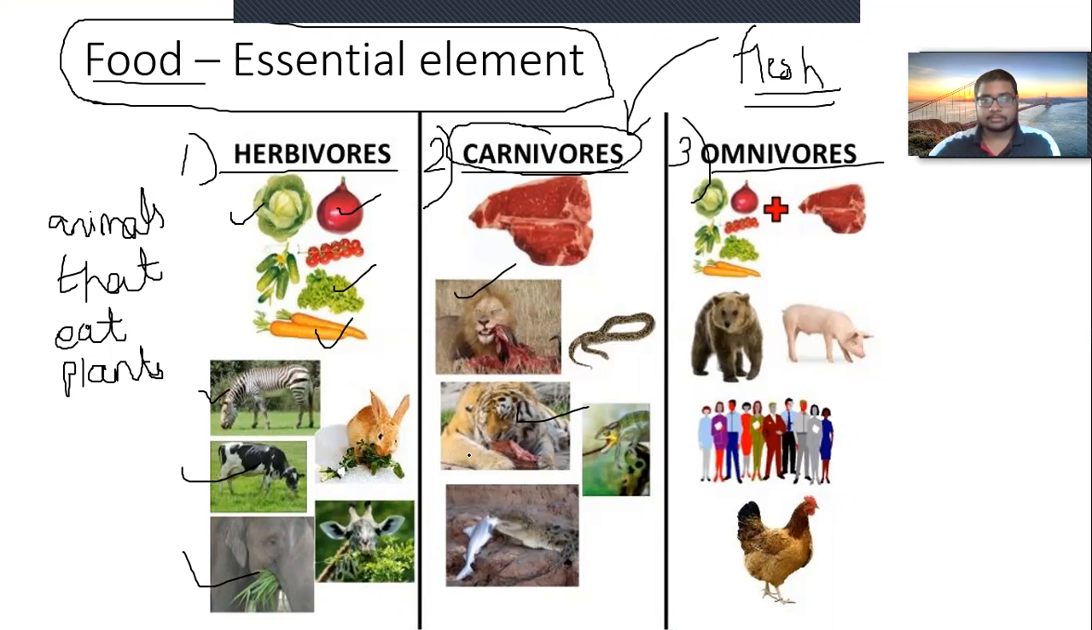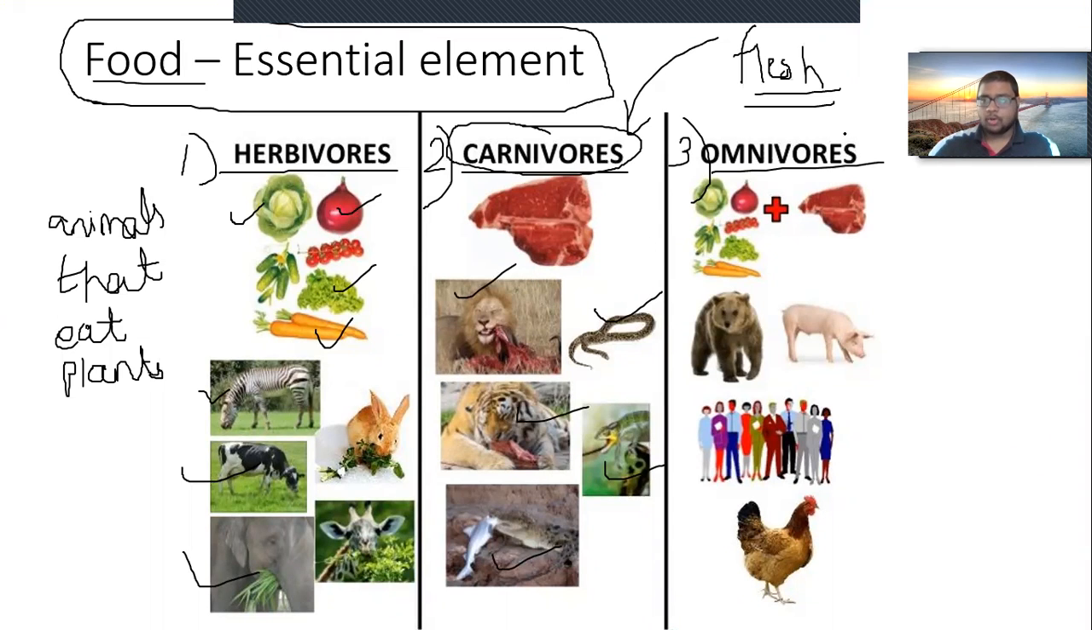For example, lion, tiger, fish. Fish also eat other fishes. There are many other reptiles, for example, lizard. They also eat other animals, isn't it? There are snakes. Big snakes also eat other small snakes and other animals also, like rabbits, then mouse. So carnivore animals like to eat flesh. That is, they like to eat other animals. These are very dangerous animals.